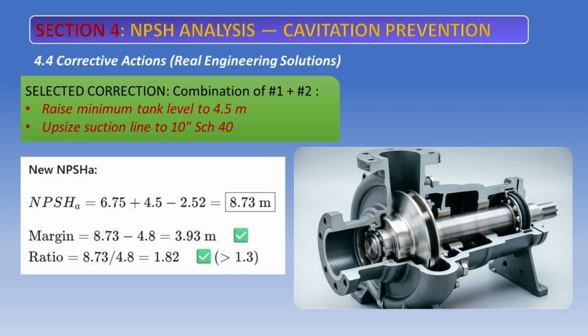The result is a new safe NPSHA of 8.73 meters. Our margin is now a comfortable 3.93 meters, and our ratio is a safe 1.82. We have successfully eliminated the cavitation risk.